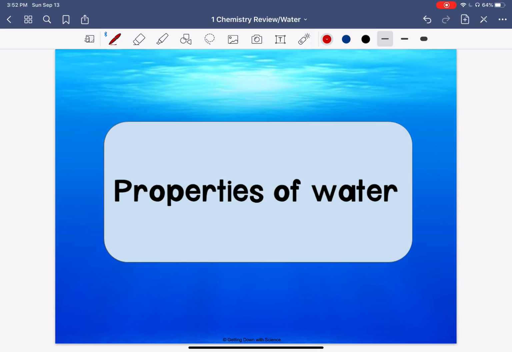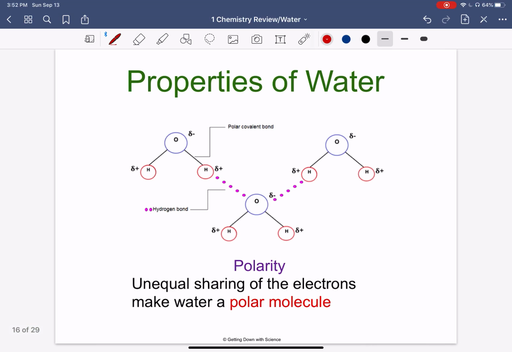Today what I wanted to do is talk a little bit about some properties of water. Last time we were talking about hydrogen bonding right at the end, and that hydrogen bonding is going to have a whole heck of a lot to do with how water interacts with other things. So this is what I was showing you before. It's exactly what I was showing you before.